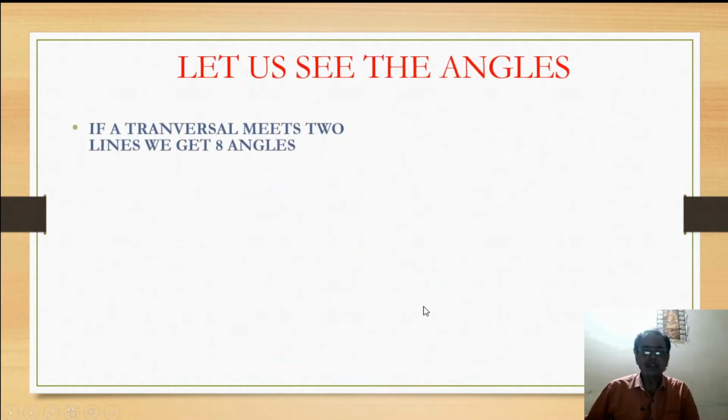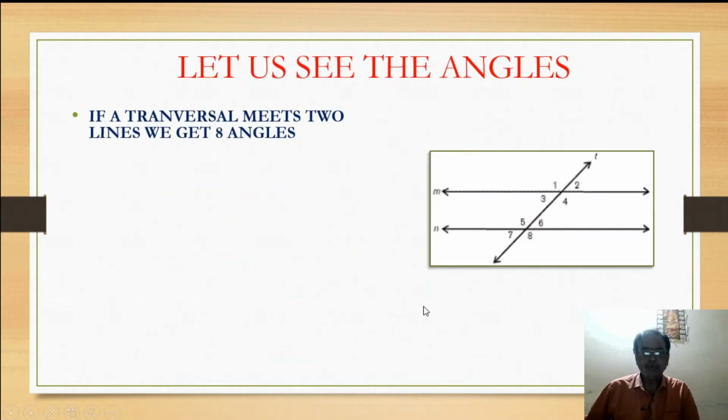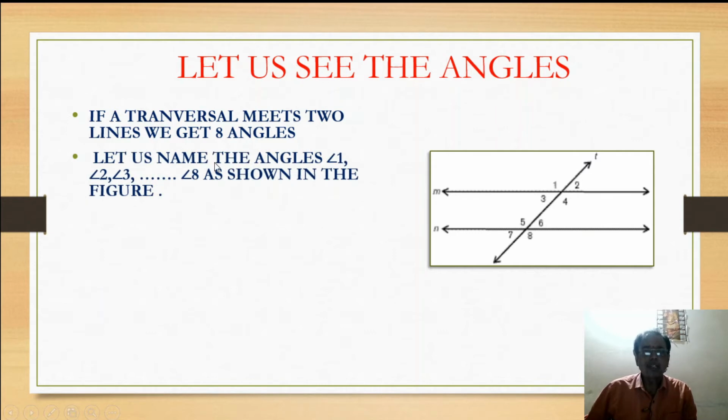Let us see the angles. If a transversal meets 2 lines, we get 8 angles: 1, 2, 3, 4, 5, 6, 7, 8. So here we have the 8 angles. Then next, let us name the angles: angle 1, angle 2, angle 3, angle 4, angle 5, angle 6, angle 7, angle 8 as shown in the figure.